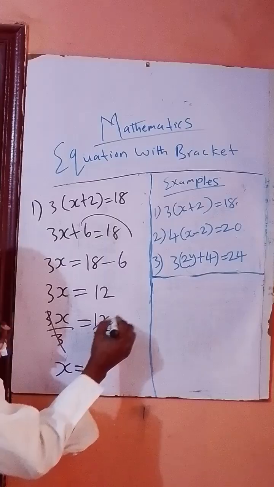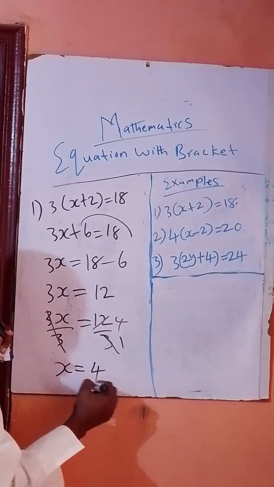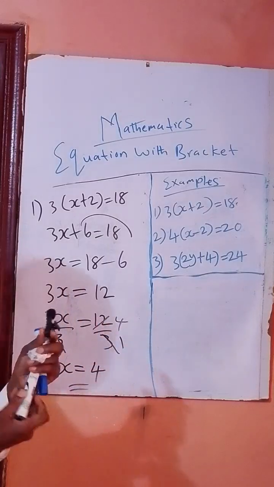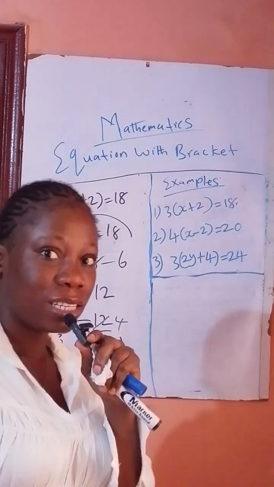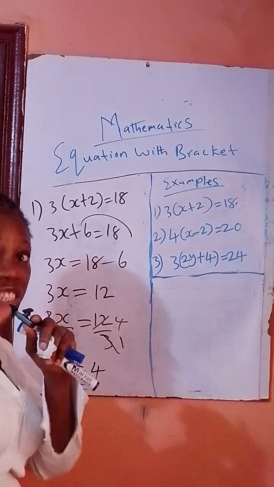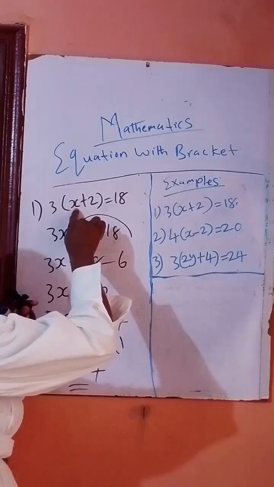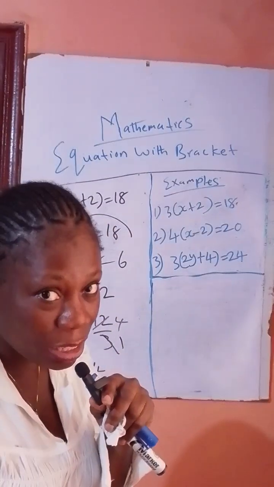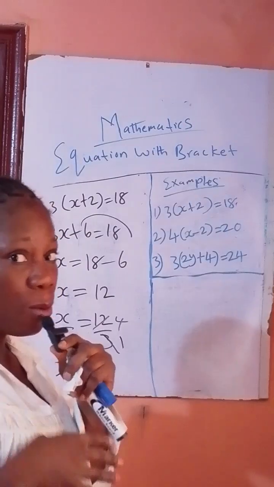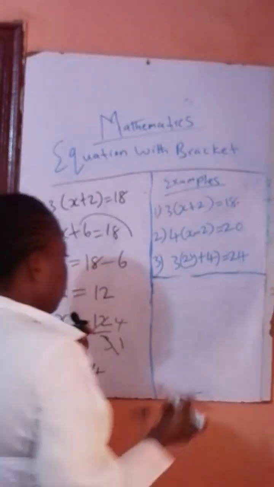Here 1, here 4. That means our x is 4. Initially we did not know this x. Now the x is 4. Let's check whether our answer is correct.